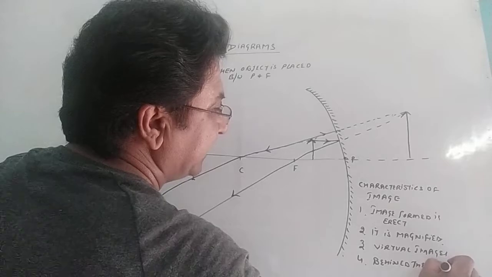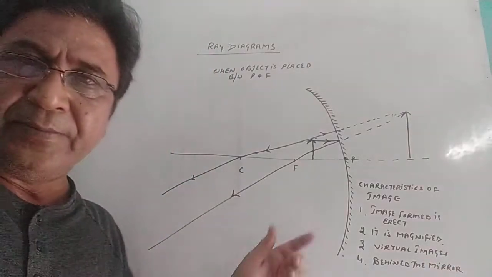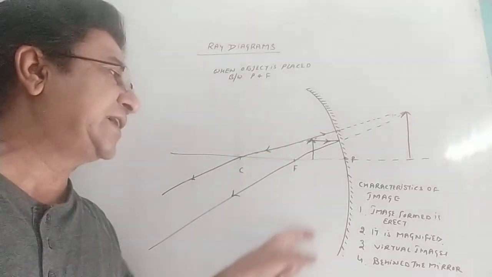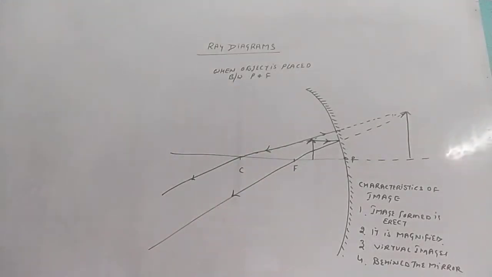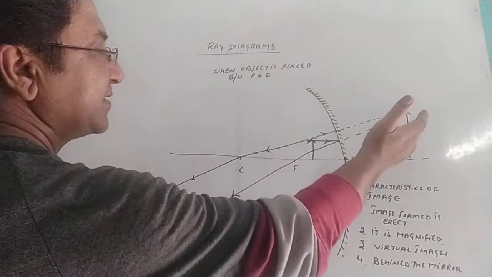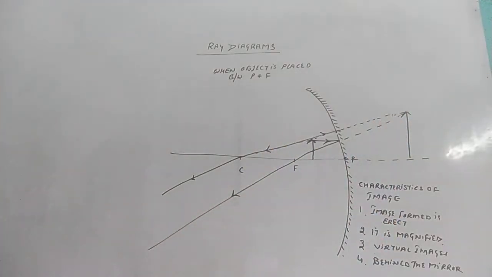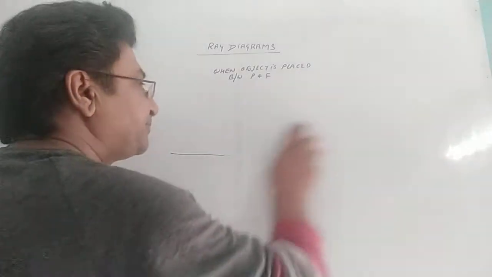So whenever a ray diagram is asked in the examination, by making the ray diagram you must give the characteristics of the image formed also. This is required. So remember, whenever the object is placed between pole and focus, the image formed is behind the mirror, virtual, erect, magnified. Remember these characteristics also.